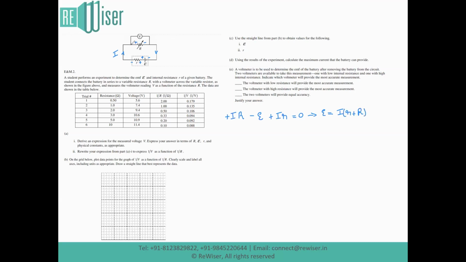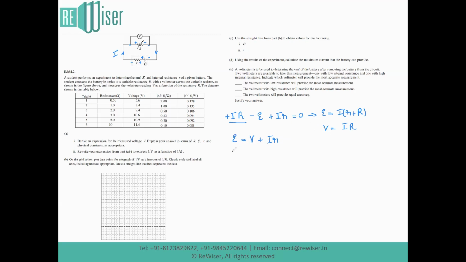I know that this voltmeter measures the potential difference across capital R. Since the potential difference across capital R is nothing but IR, we also have V is equal to I into capital R. Combining this in the above equation, we get EMF epsilon is equal to I into capital R, which is V, plus I into small r. Now, we have an equation for epsilon as I into capital R plus small r. We will just substitute that here.